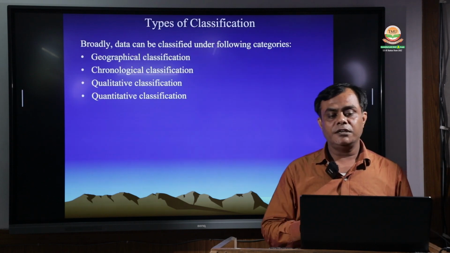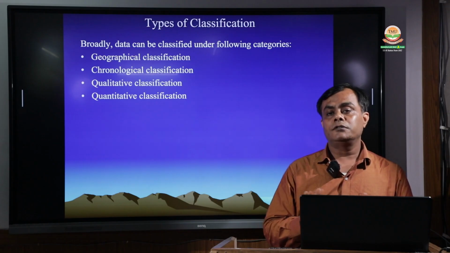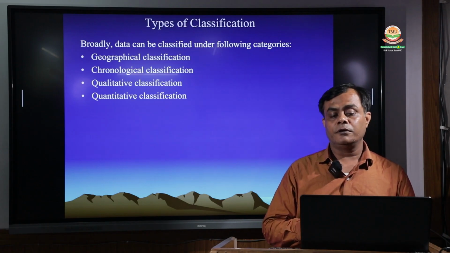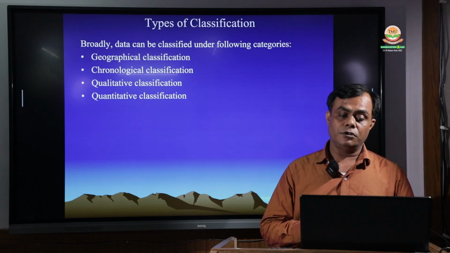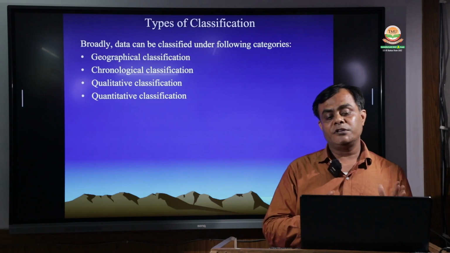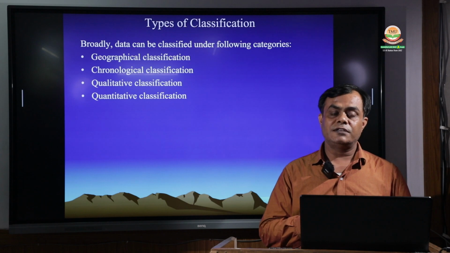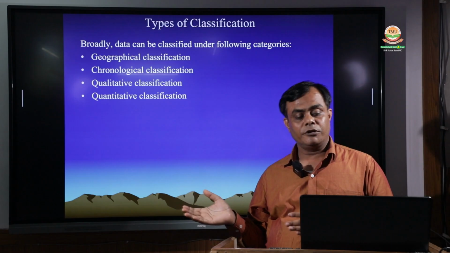So generally, in this slide you can see that broadly data can be classified under the following categories: geographical classification, chronological classification, qualitative classification and quantitative classification. These are the major parts of the classification, and this is not the only part, but significantly we classify the data in the following way.